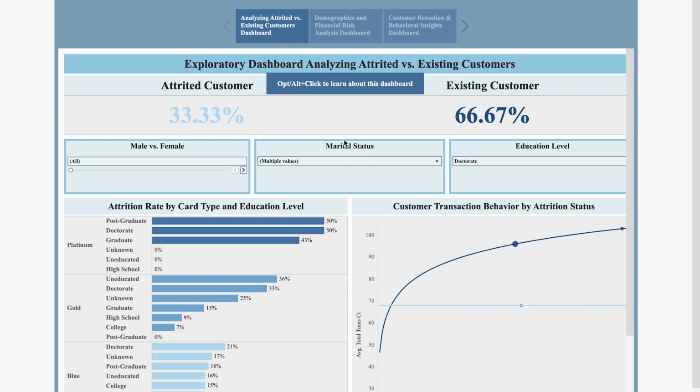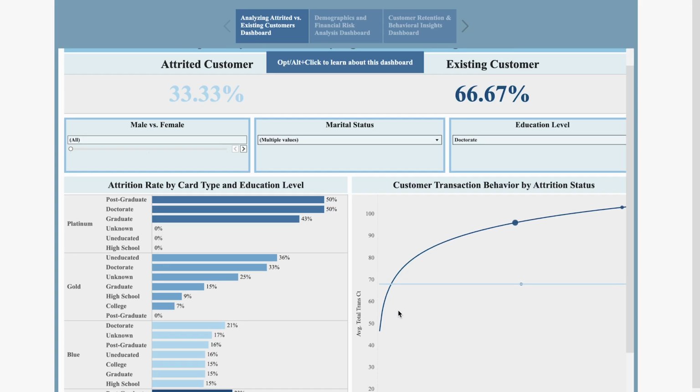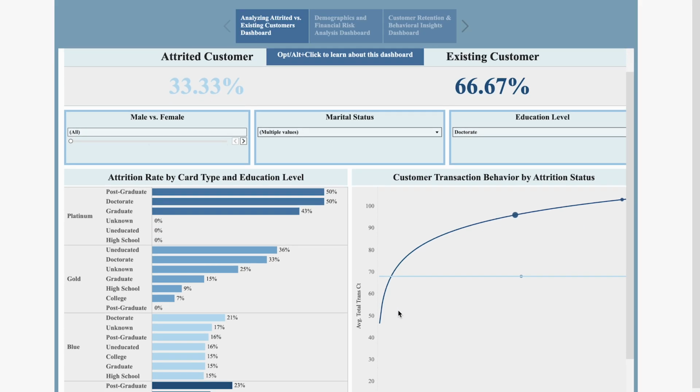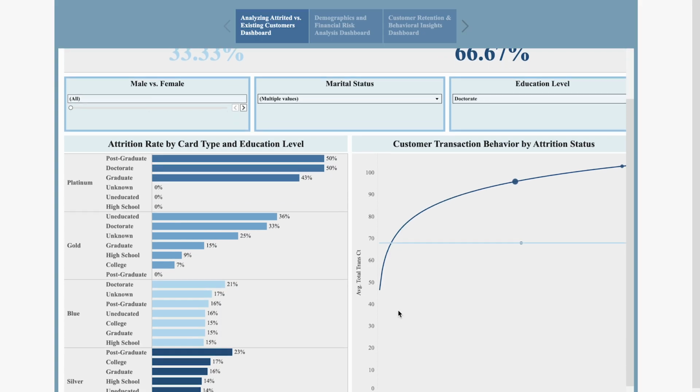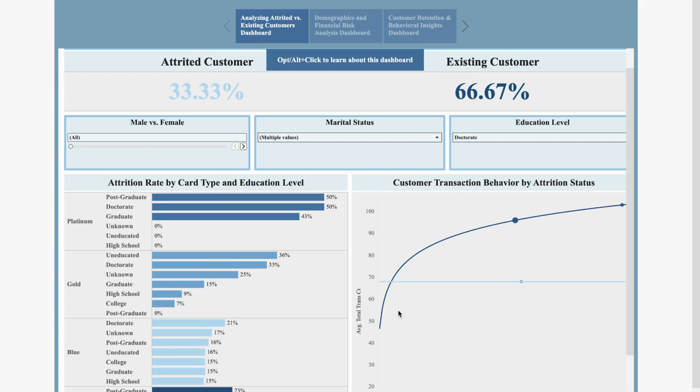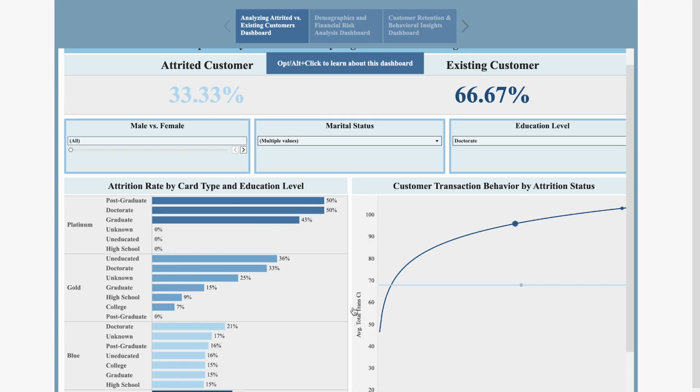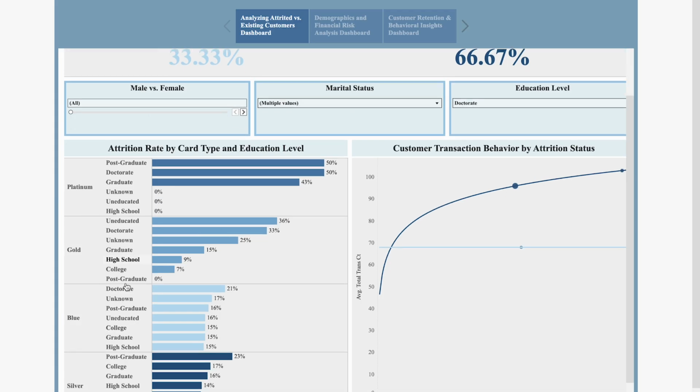For that one, we explore customer demographics and behavior. We analyze attrition by gender, marital status, education level, and card type, while also looking at customer transaction behavior. This helps us identify which customer groups have higher attrition rates. Here on the side, we have the card type. Next to it, the education level.